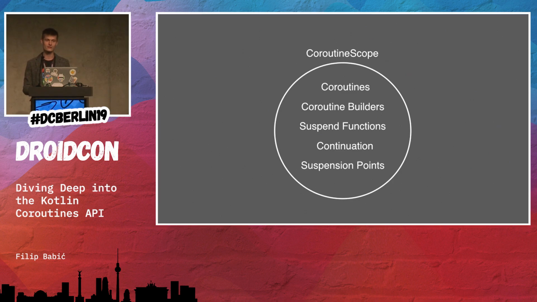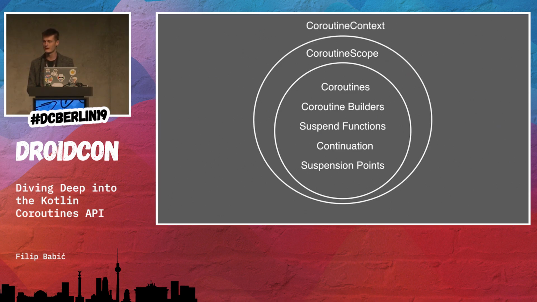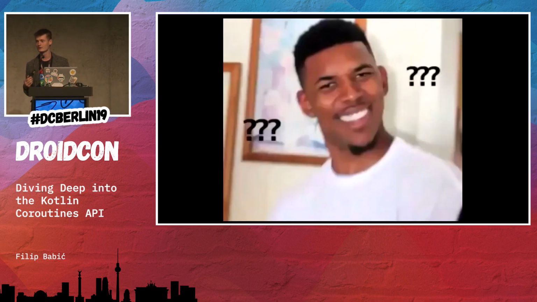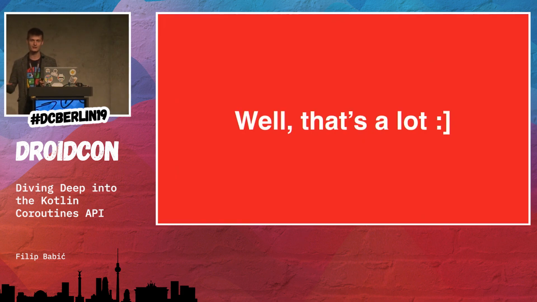And the scope itself is powered by the coroutine context. So you look at all that, and you're probably thinking, how the hell am I going to learn all that? How am I going to understand all that? Well, I'm going to try to take all of it and explain it to you in, let's say, a flow which made me understand it much better and much more easily.